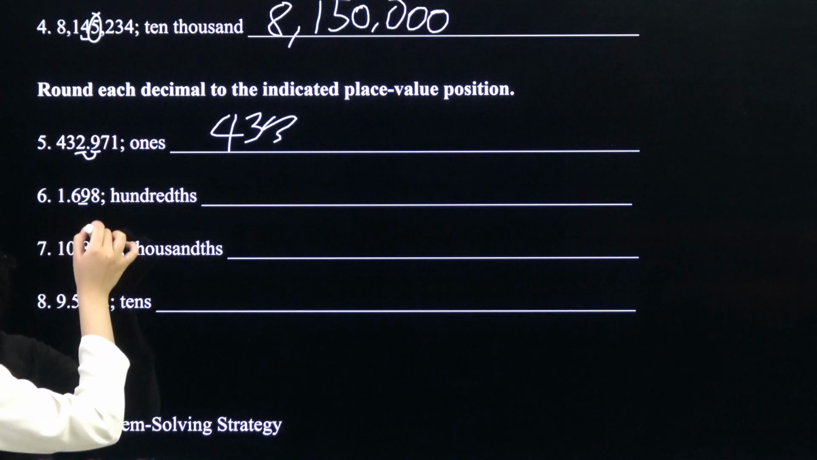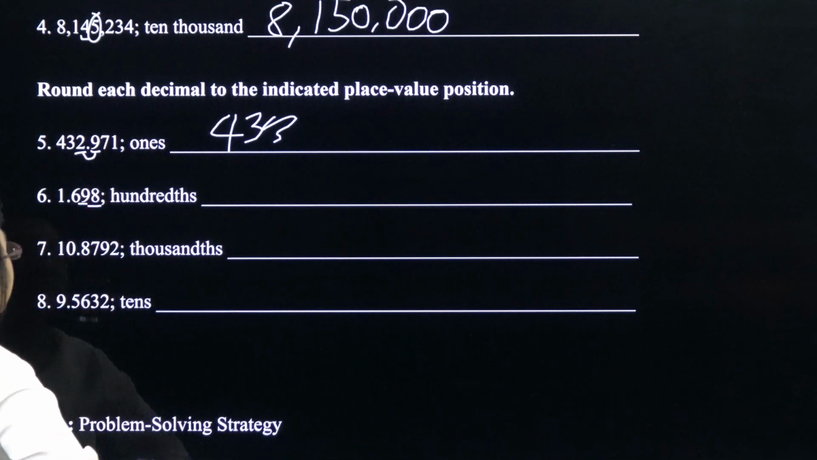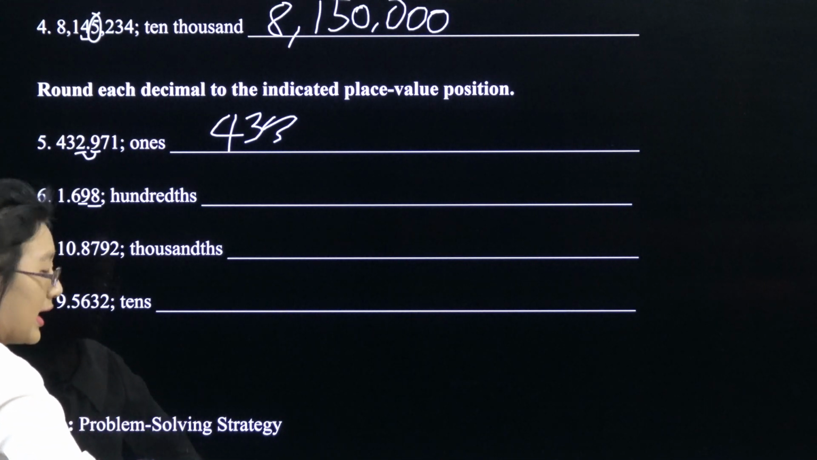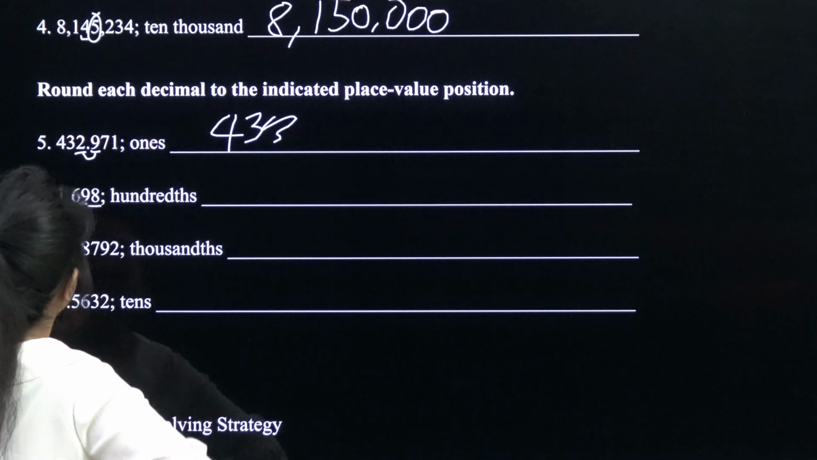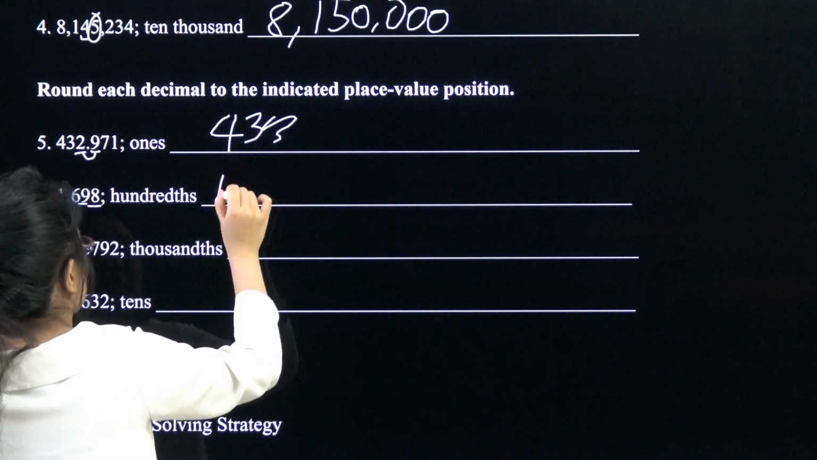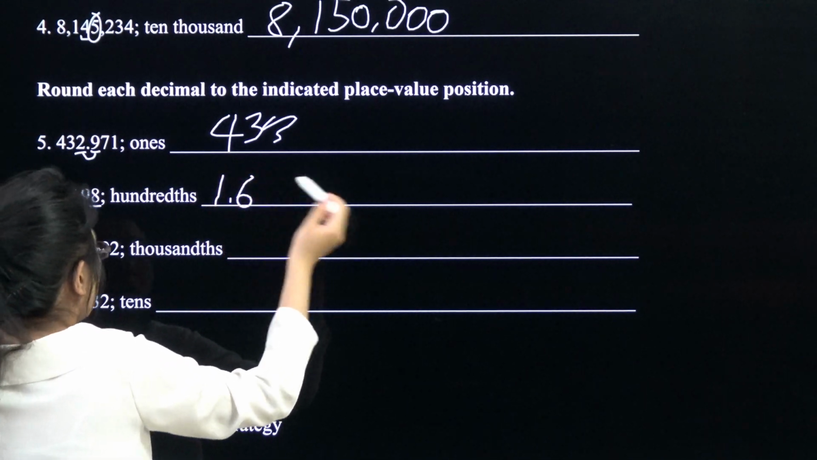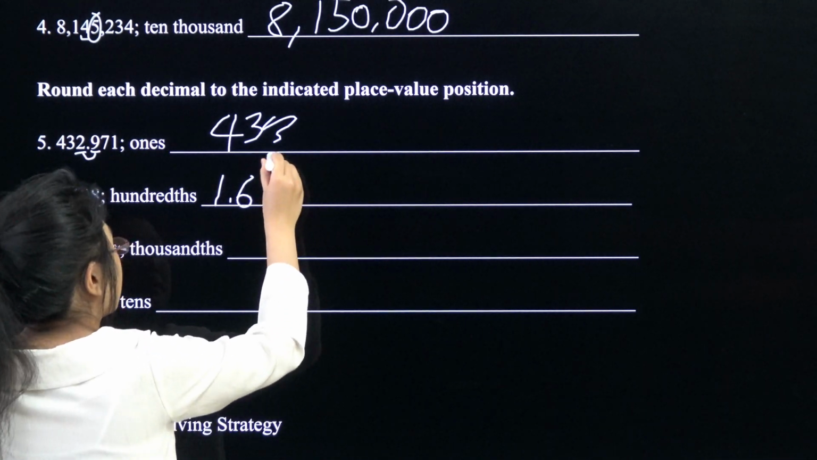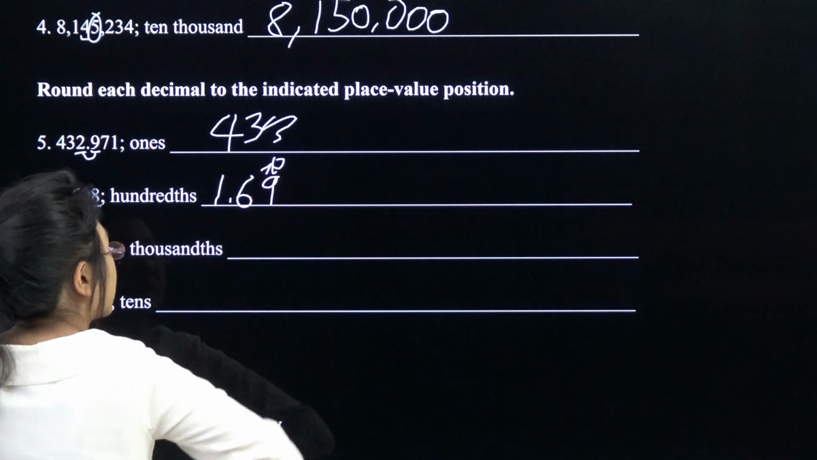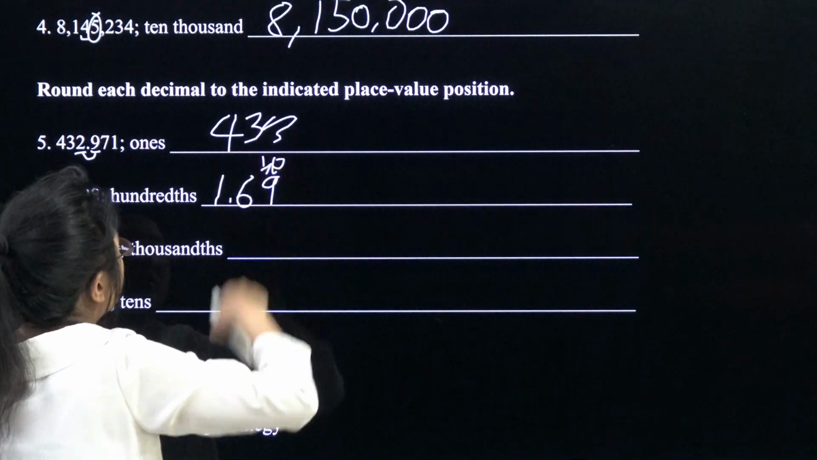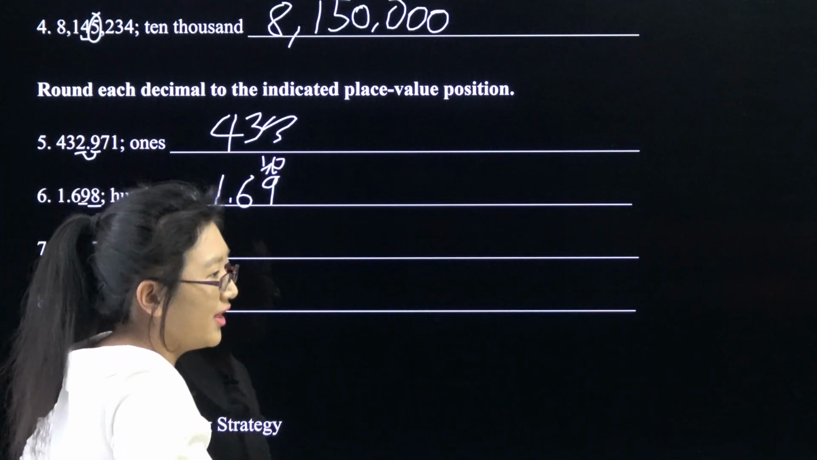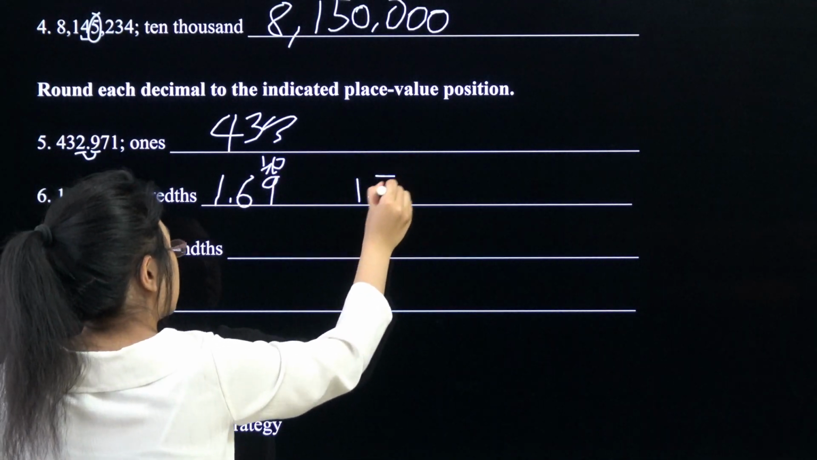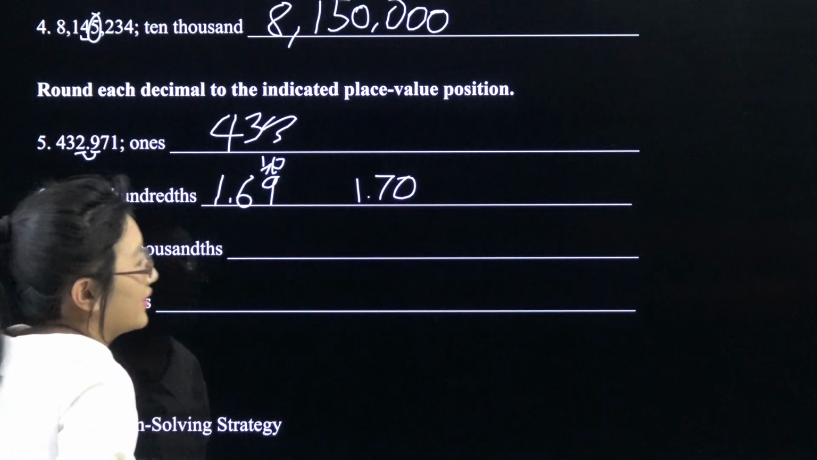So we go to the hundredth, and then we move one to the right, and we realize that it's an 8. So we need to round up. That'd be 1.6, but if we round 9 up, then that'd be technically 10. But we can't exactly put 10 there, which means that we'll have to carry it over. So it'd be 1.70.